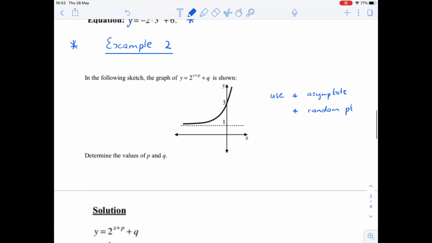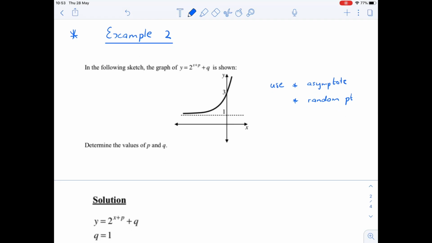Example 2. Now, in the following sketch, the graph of y equals 2 to the x plus p plus q is shown. Now the interesting thing here is that they've given us b. b is going to be 2. And they've put a plus p in there as well. We don't ever use that plus p unless they ask it in a specific question like they have done here. So we are going to use our asymptote and a random point.